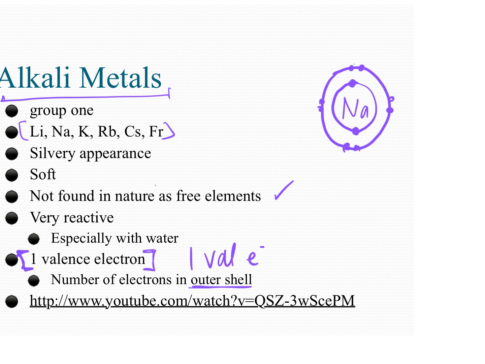Elements in group 1 have 1 valence electron. That's the pattern. Elements in group 2 will have 2 valence electrons. That's a main thing that we need to see.